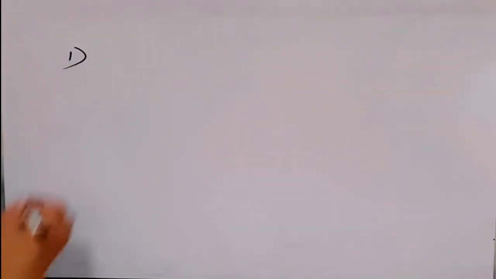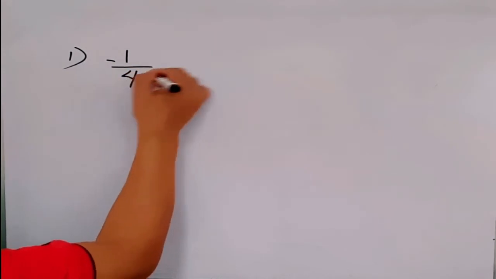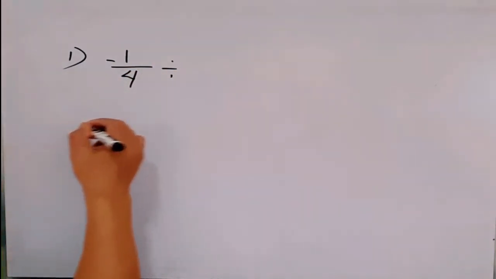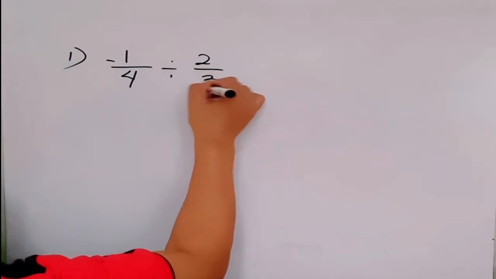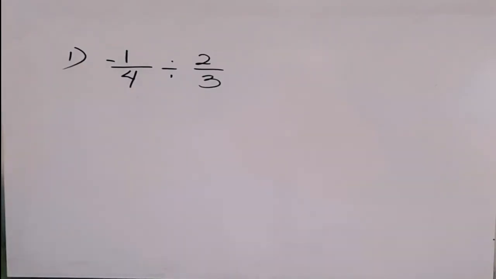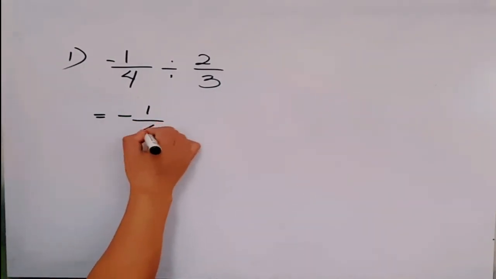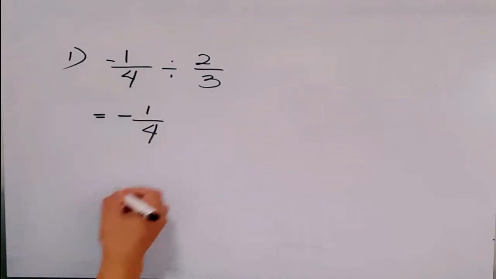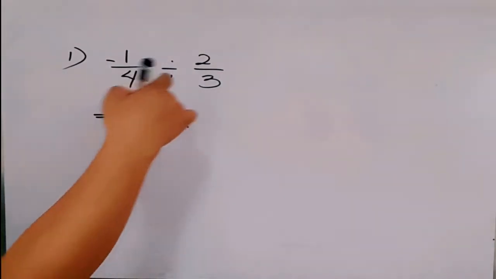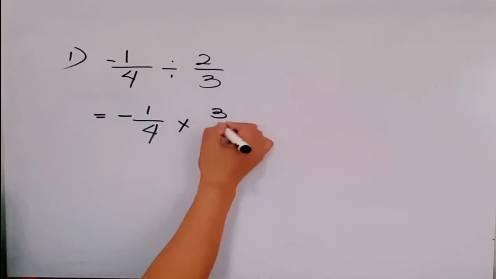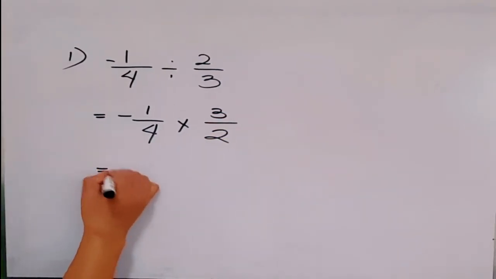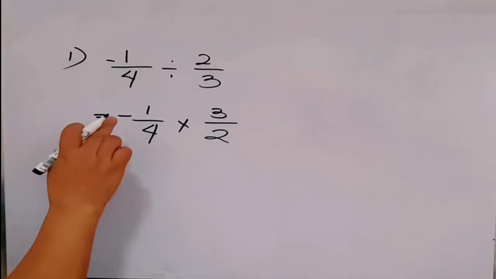Let us now divide negative 1/4 divided by 2/3. So let us apply the rules in division of fractions. That is your KCF. Keep the first fraction, negative 1/4. Change the division sign into multiplication sign. And then flip the second fraction, 3/2.